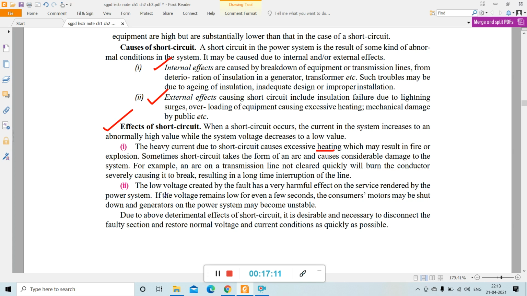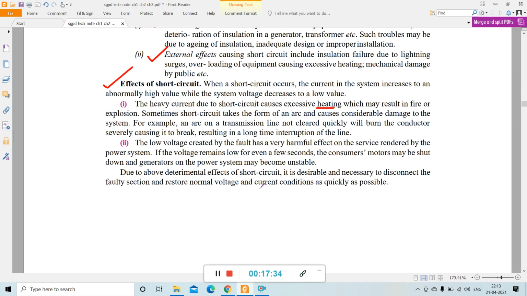Similarly, the low voltage created by the fault has a very harmful effect on the service rendered by the power system. If the voltage remains low for even a few seconds, consumer motors may be shut down and generators on the power system may become unstable. So these are the effects of short circuit.